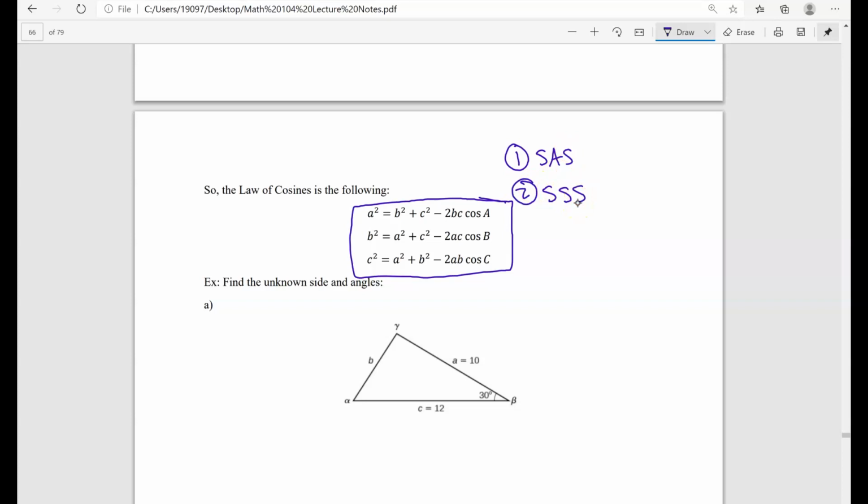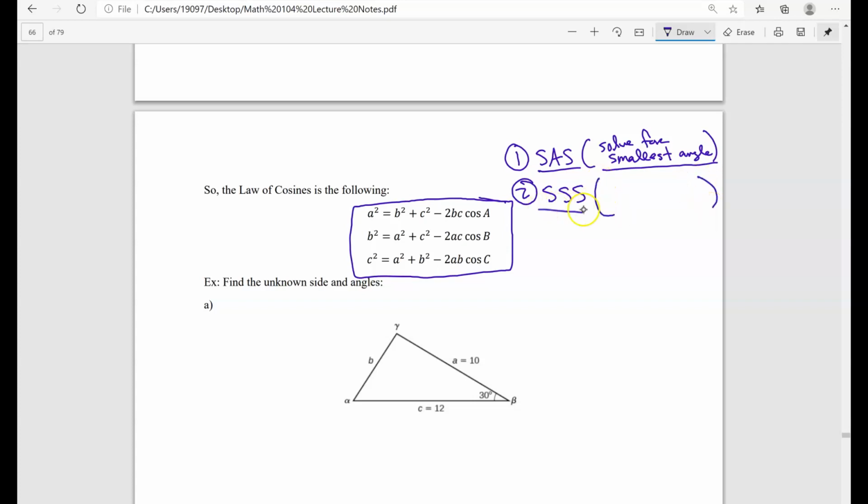If you have the side-angle-side case, what I would suggest is to solve for the smallest angle first, just to prevent the ambiguous case, because you don't want to deal with two triangles again. If you ever have a side-angle-side case, I would suggest solving for the smallest angle first, because then you can't have two triangles. The smallest side is always going to have the smallest angle, so it can't be obtuse.